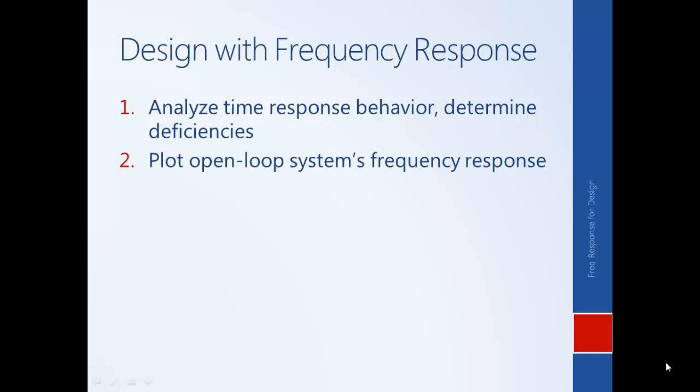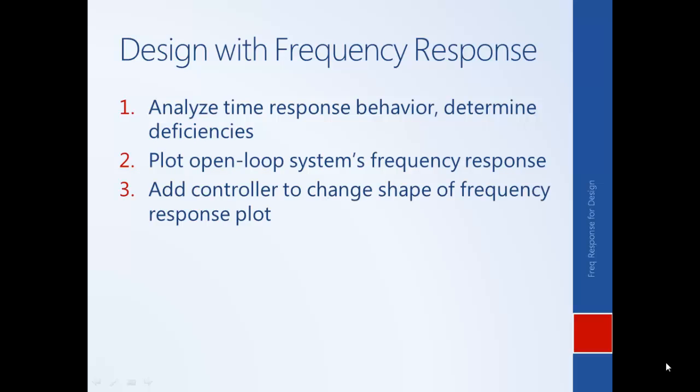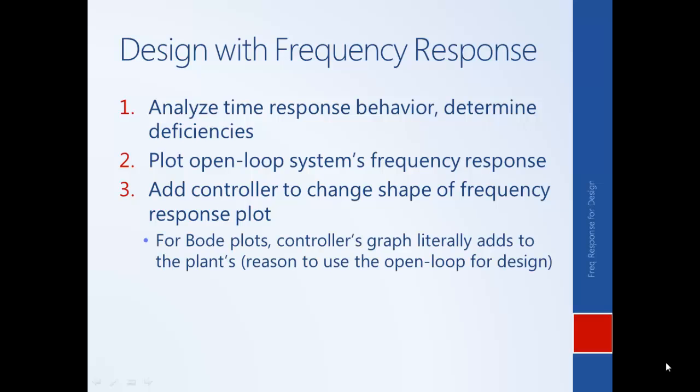We will then plot the system's open loop frequency response. Then we'll add a controller to change the shape of the frequency response plot to cause a corresponding change in the system's time response behavior. Make it faster, make it overshoot less, etc. We, in particular, are going to use Bode plots, and we're going to use the open loop frequency response.